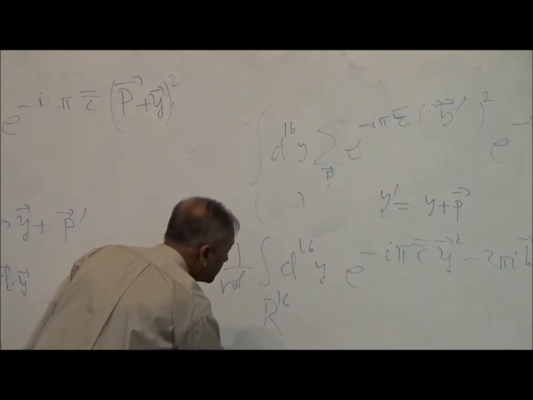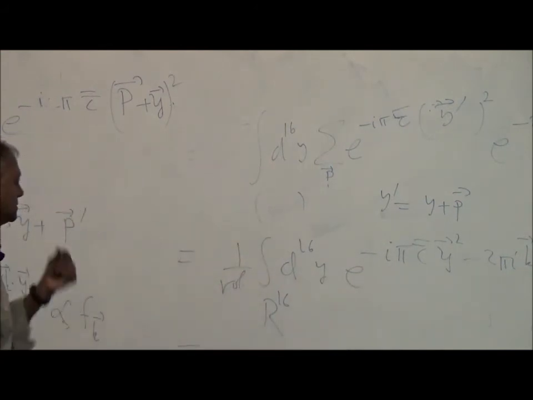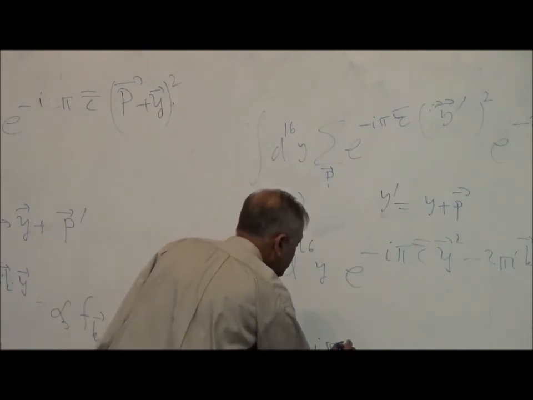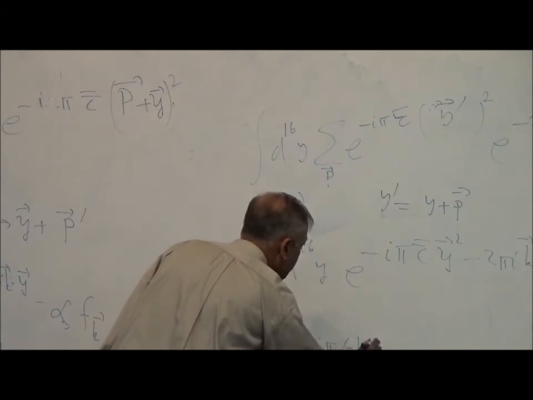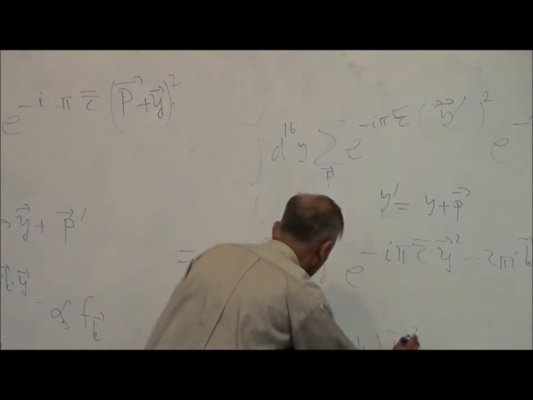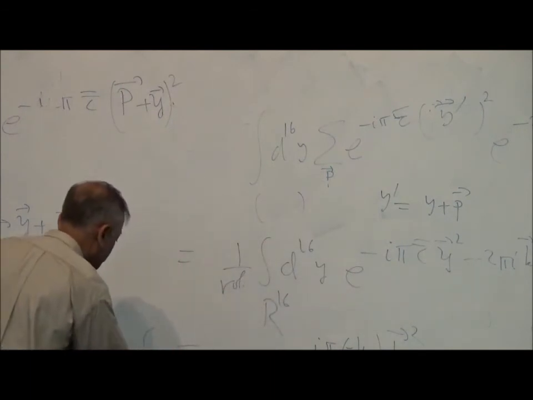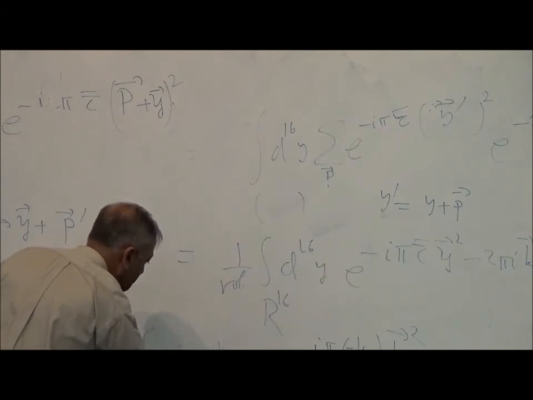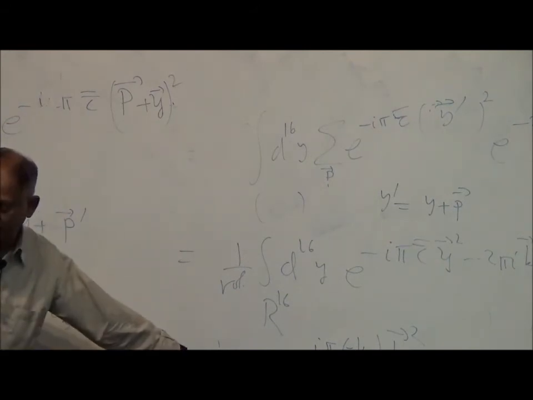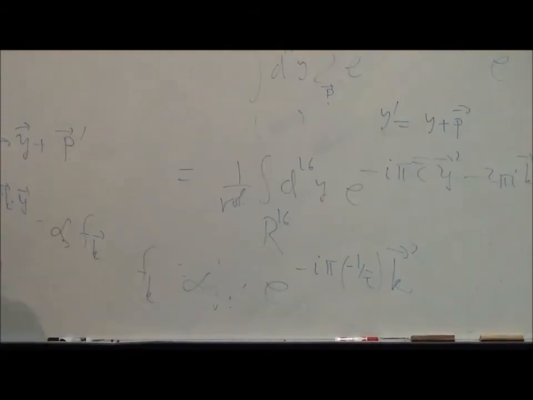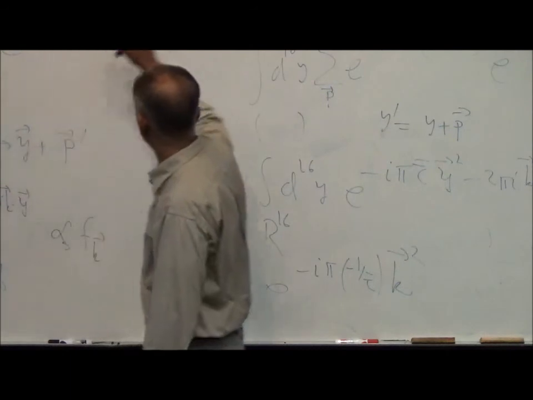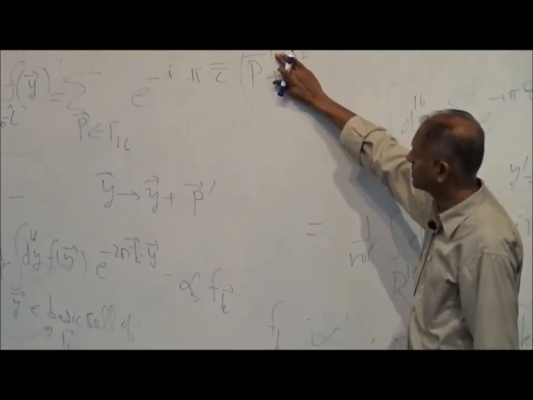And the result is, again up to some number, there's this 1 over volume factor, e to the minus i pi minus 1 over tau bar, k squared. This is f of k, something like this, proportional to that. Proportional means the proportionality constant does not depend on k. The k dependence is entirely there. Now, if you compare with the original expression, the original f of 0 was e to the minus i pi tau bar p squared.